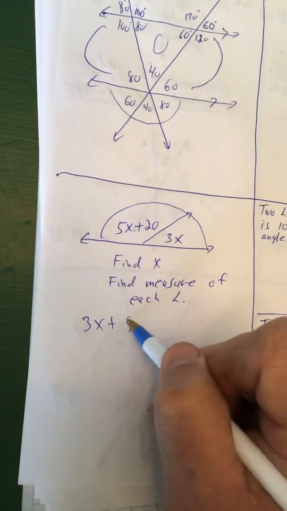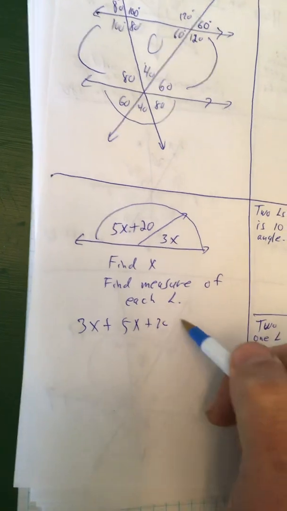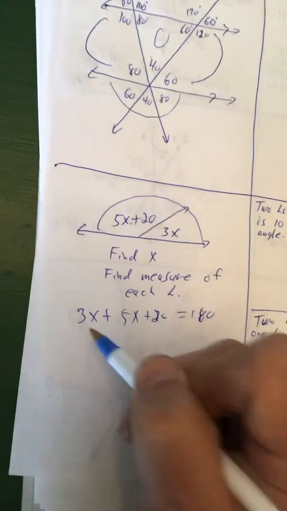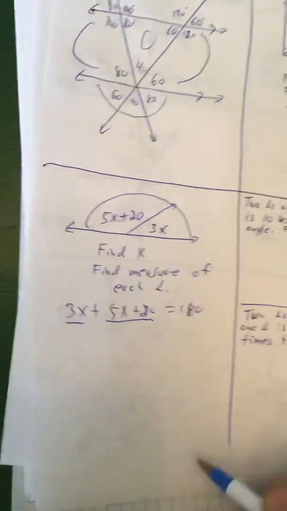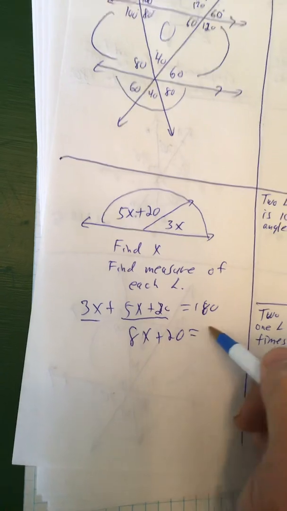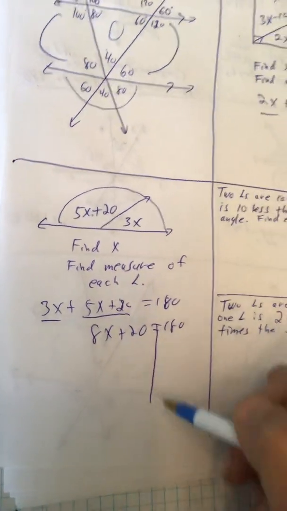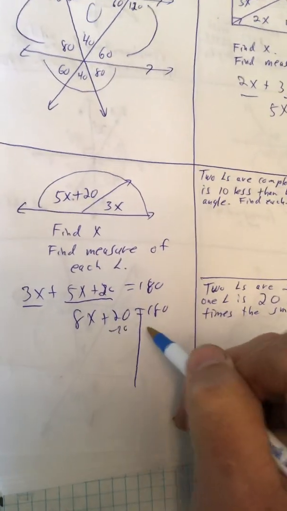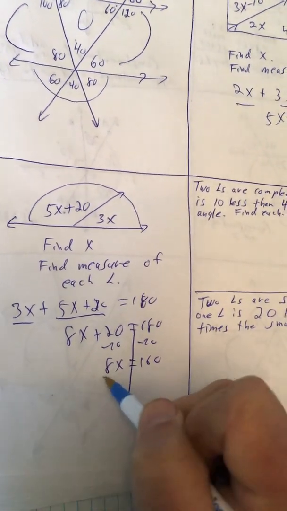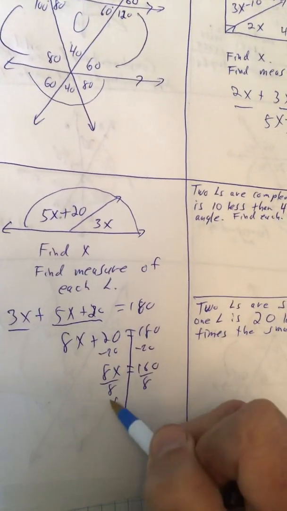3x plus 5x plus 20 adds up to 180. Here's one angle, here's the other angle. That adds up to 8x plus 20 equals 180. And now I can solve. Subtract 20 from both sides. And divide both sides by 8.